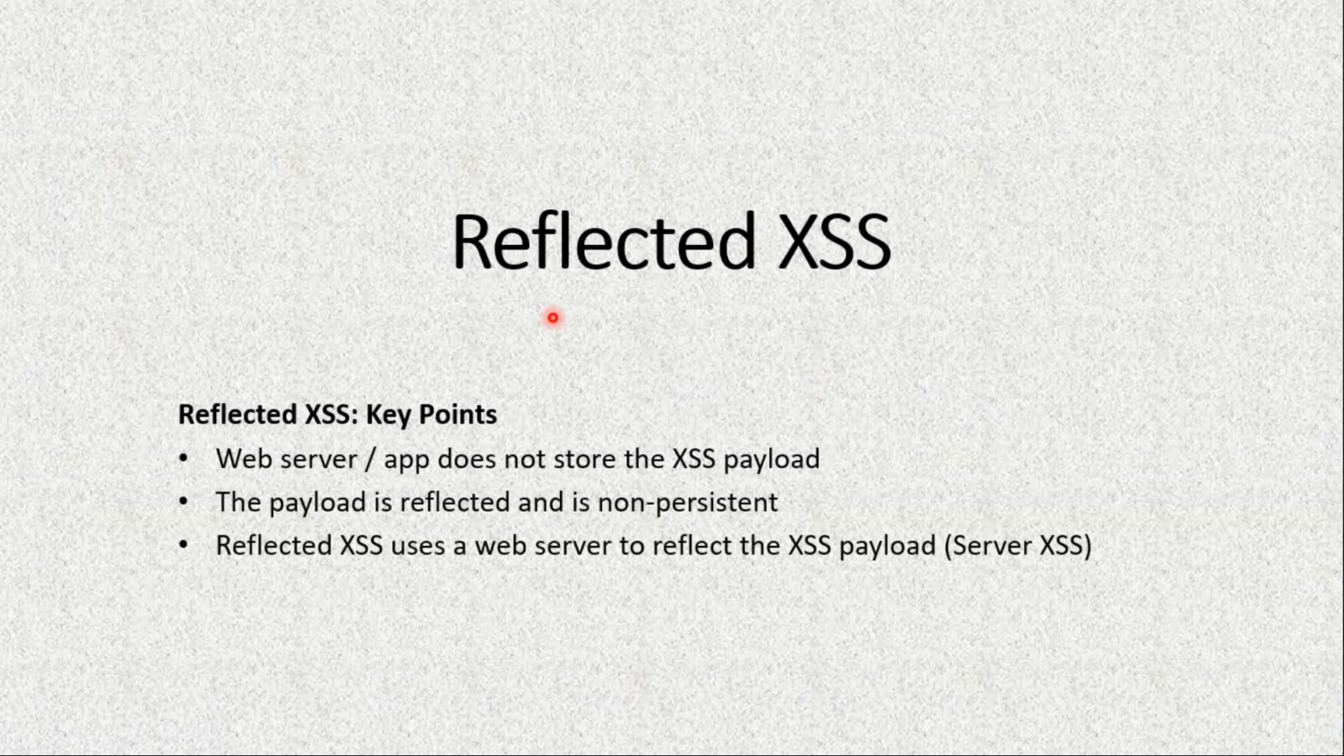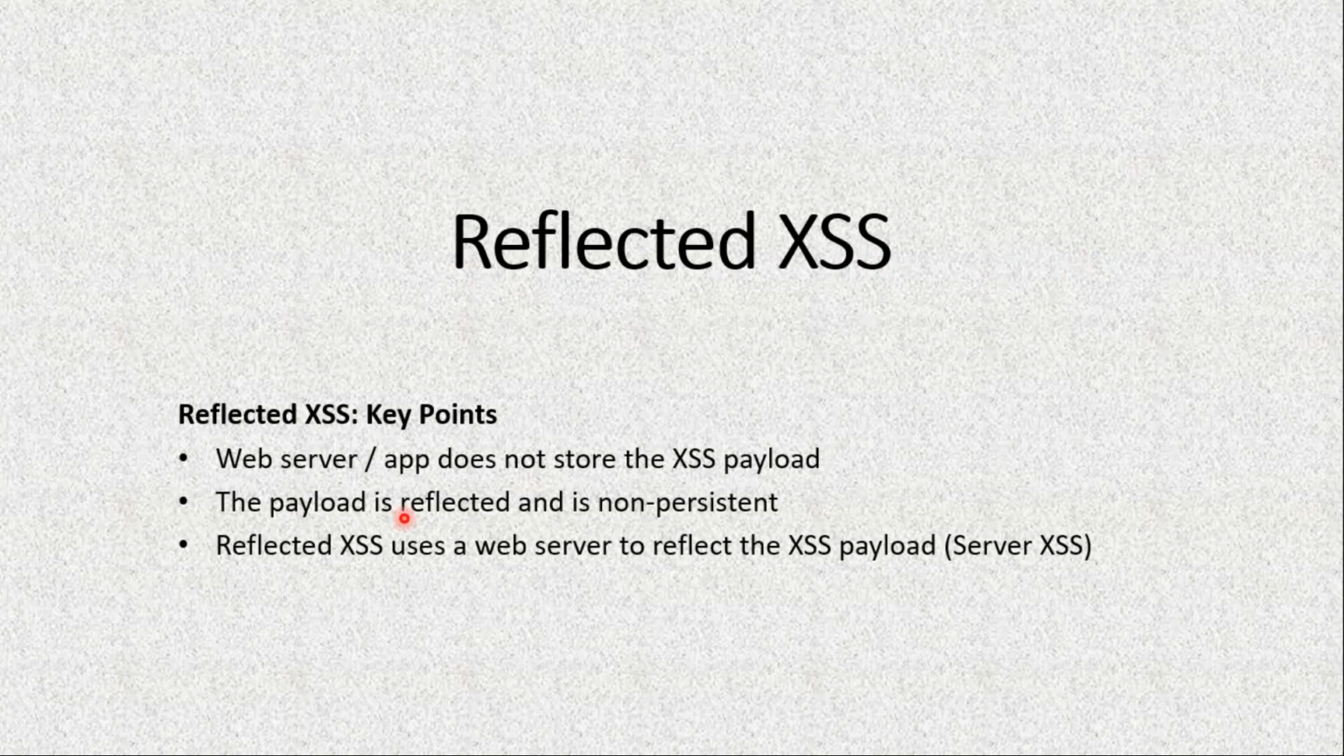In the previous video, we saw stored XSS. In this video, we are going to see the reflected XSS bug. It is called a type 2 bug in cross-site scripting. It is called reflected because it does not store the XSS payload. If I just send a payload request, the server just sends a response reflecting that payload.